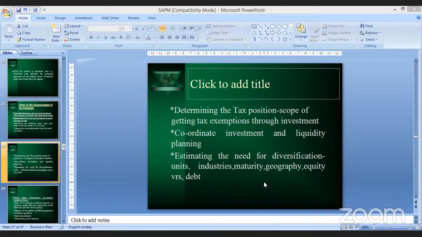Whenever you go for diversification in order to minimize the risk, you can change the units. Let's say you are holding 100 units of stock. Right now, you can sell 50 units and hold the other 50 only. By selling those 50 units, you can buy debt instruments, bond instruments, or money market instruments. So you can diversify your units. You can also diversify the industries. Let's say right now I am holding stock of the IT sector. I want to withdraw my money from the IT sector and put it in the banking sector. That is also possible.